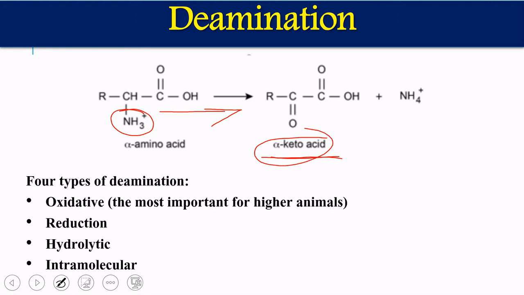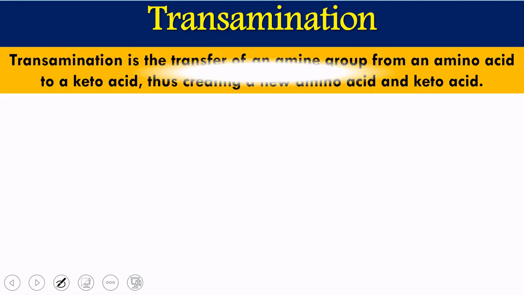There are four different types of deamination reactions. Those four important types are oxidative, reductive, hydrolytic, and intramolecular. We will have a separate video on the details of deaminations, both oxidative and the other types. Similarly, we will have a separate video on transamination reactions. Here we are just going to see the summary of transaminations, but we will have a detailed video and detailed mechanism. So transamination reaction is slightly ahead of the deamination reaction.